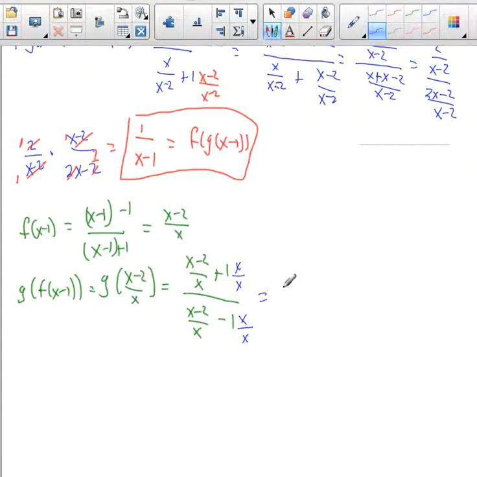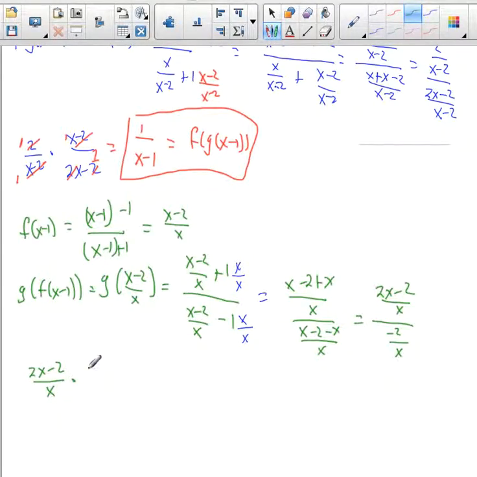So adding the fractions in the numerator, that's going to give us x minus 2 plus x over x, and the denominator is x minus 2 minus x over x. The numerator then becomes 2x minus 2 over x, and the denominator becomes negative 2 over x. I'll take the reciprocal of the denominator and multiply. So 2x minus 2 over x times x over negative 2. I can divide these x's out. They'll become 1. So that leaves me with 2x minus 2 over negative 2.